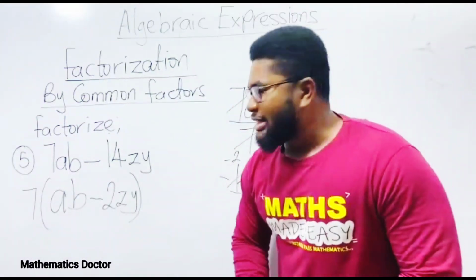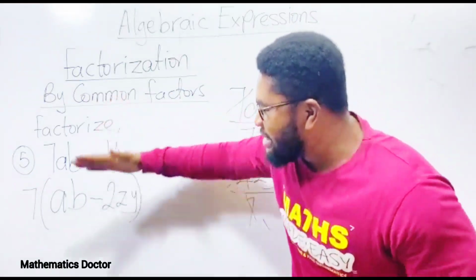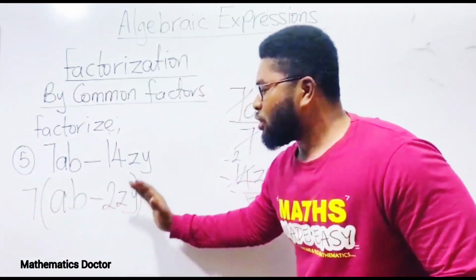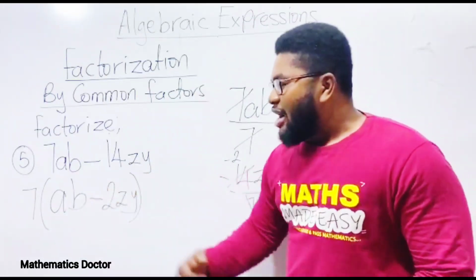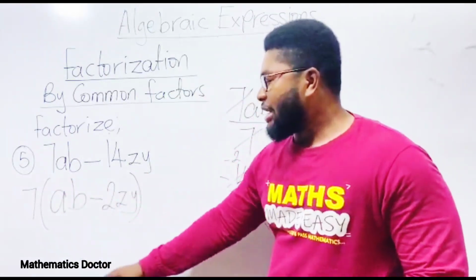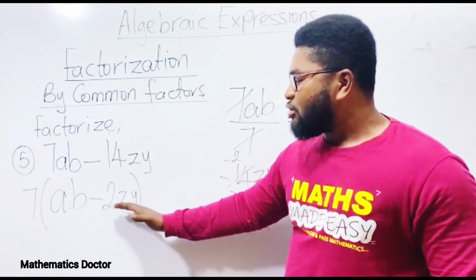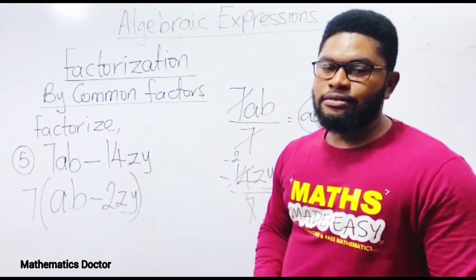Now if you take a look at this, minus 14 divided by 7 is minus 2. Then zy will be replaced because nothing will cancel the zy. So hence our final answer becomes 7 into bracket ab minus 2zy.